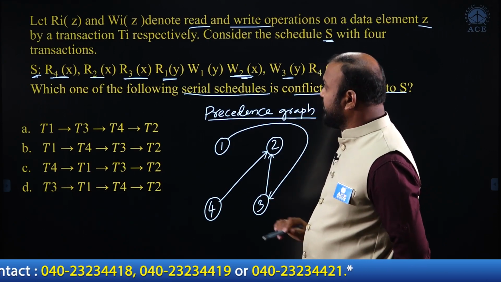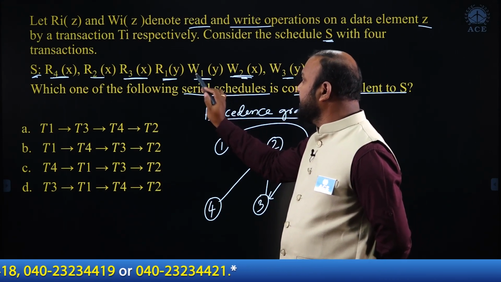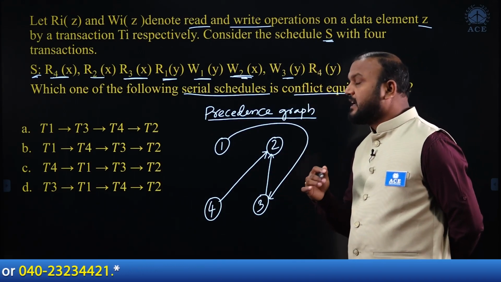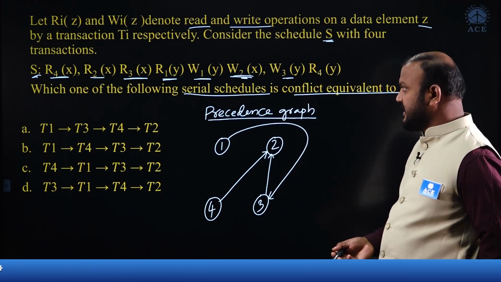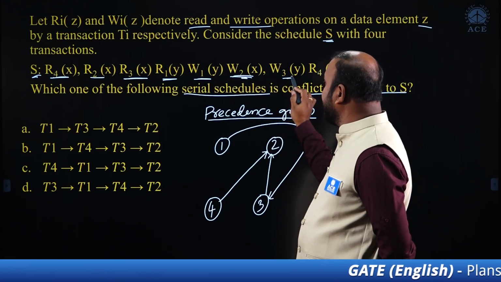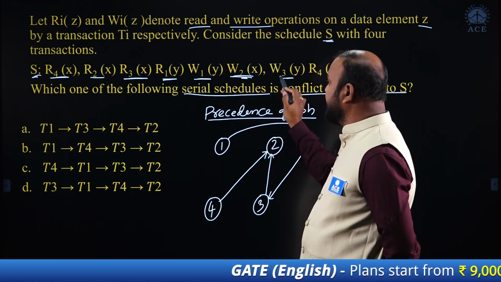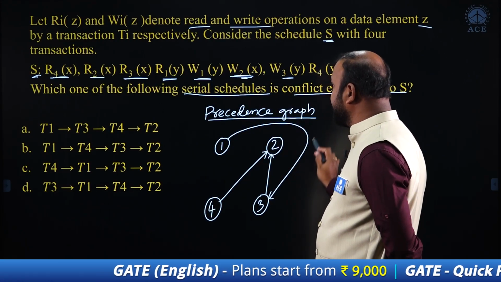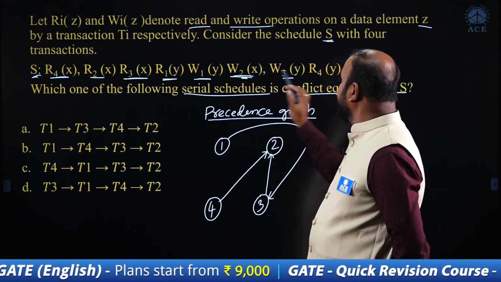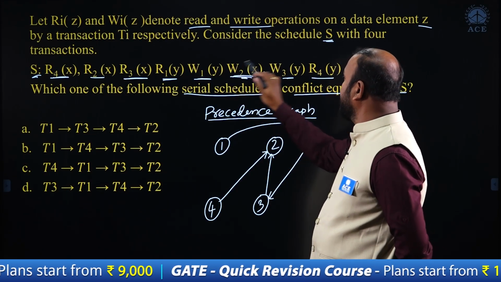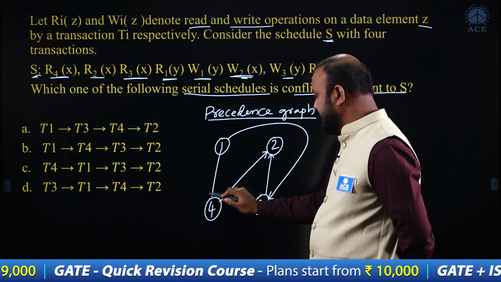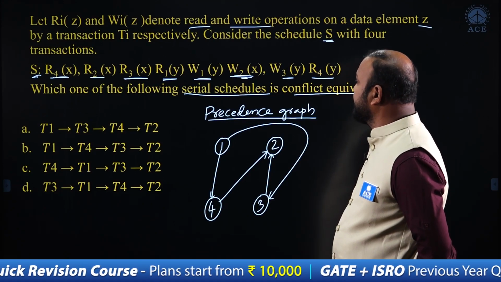Next, this is read 4Y. No conflict. Write 1Y conflict with read Y and write Y of other transactions. We have a write Y. Transactions are different, means conflict from 1 to 3 already there. Write 1Y, read 4Y. We have a conflict from 1 to 4 also. Then we have an edge from 1 to 4.